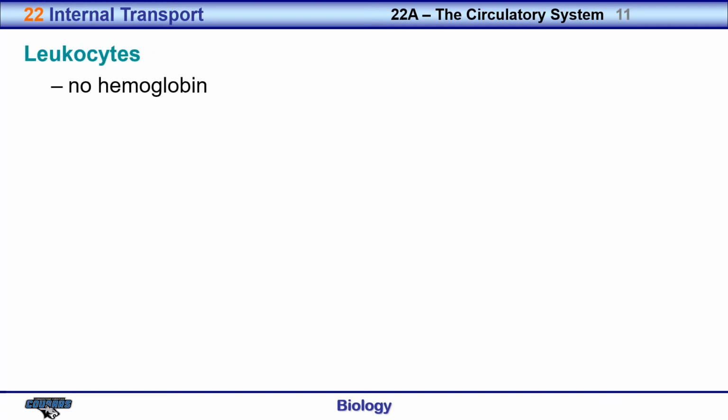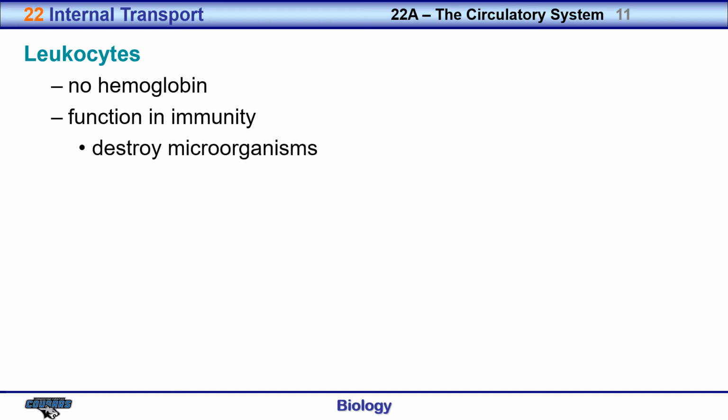So leukocytes contain no hemoglobin, so that's not their role. They don't possess any definite shape, and the leukocytes have a nucleus during their entire life, and they are also able to move themselves. That doesn't mean they don't circulate with the blood, but if needed, they can move themselves. And their primary function is in immunity.